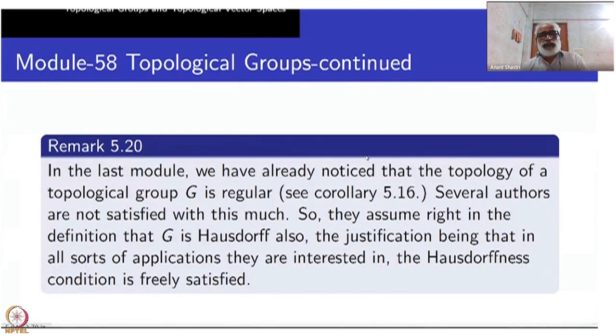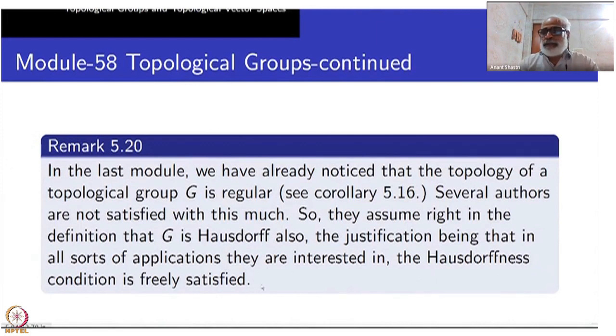Several authors are not satisfied with this much. In fact, there are two schools of mathematicians, or we may say only topologists. One sticks to Hausdorffness, the other one sticks to regularity. The Hausdorff people, especially the Bourbaki oriented people, would like to have every topological space Hausdorff. So right in the beginning, they put this hypothesis: a Hausdorff space with a continuous multiplication, and so on. We have not put that one.